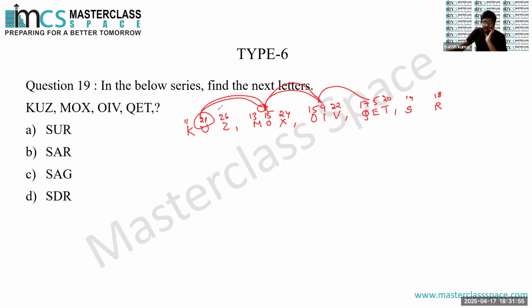So actually, 21 minus 6 is 15. 15 minus 6 is 9. 9 minus 6 is 3. Right? 9 minus 6 is 3. So I guess this has to be C, not E, guys. So my mistake. So what happens if this is 3?